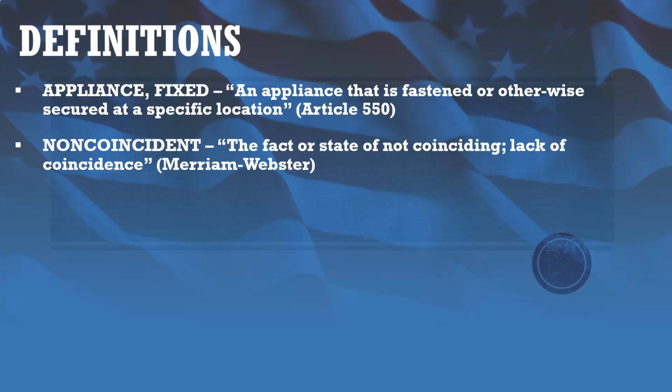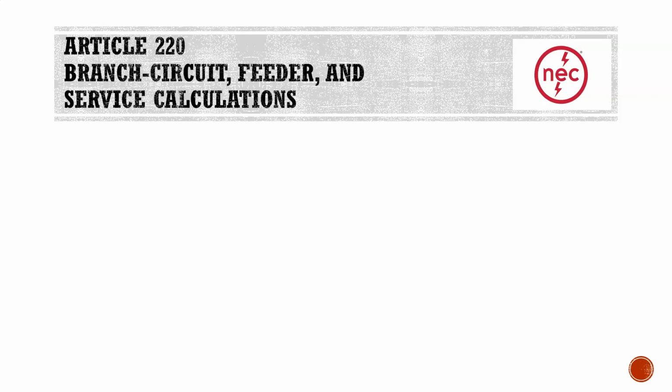And non-coincident, the fact or state of not coinciding, lack of coincidence. Where it applies to Article 220, with non-coincident, I usually think of this in terms of they will not be operating at the same time under any circumstance for any reason. In other words, it's essentially impossible for them to be operating at the same time, and that'll make more sense once we get to that step.